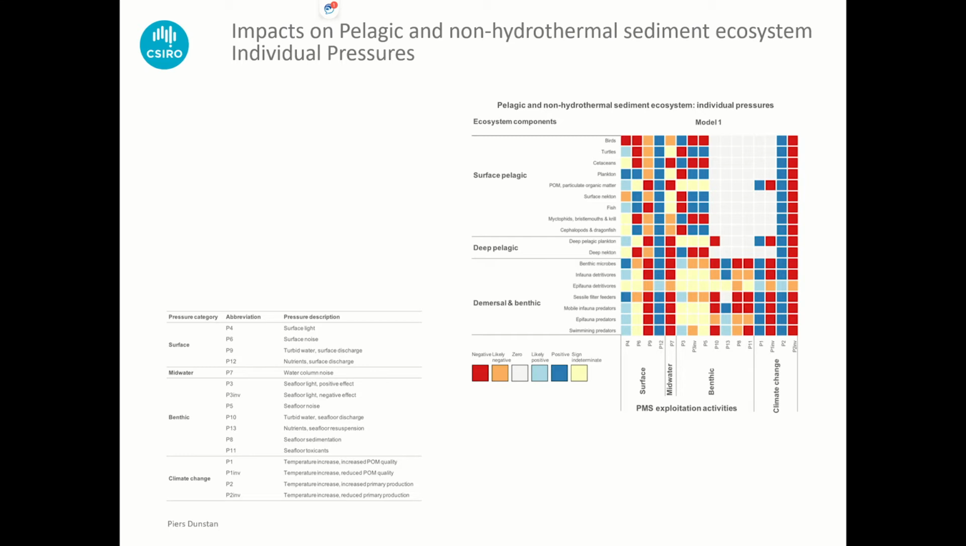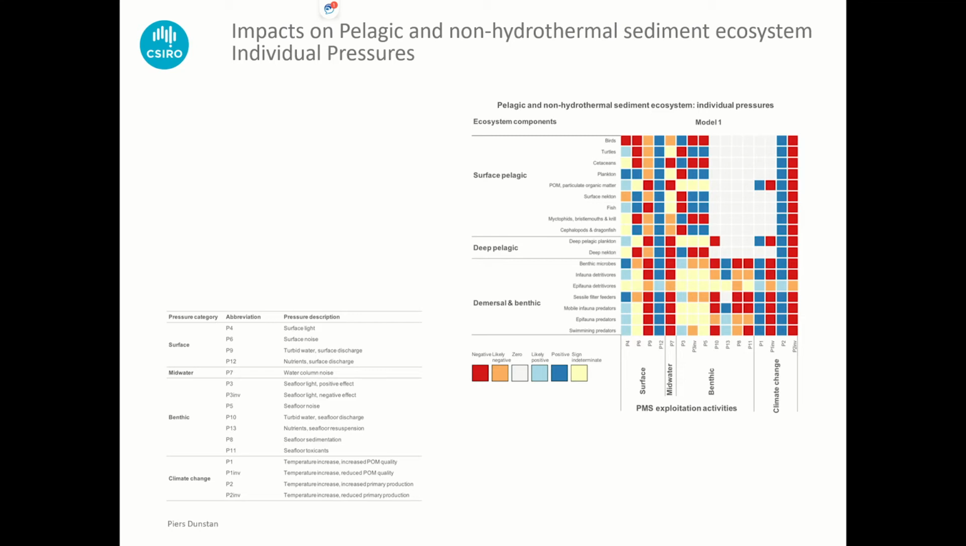And what we can see when we look at each of these is that the pressures break themselves up into a suite of different ways. Certainly from an individual pressure point of view, the one that is almost universally negative is where there is an increase in temperature and a reduction in primary productivity. You can also see that for pressures that exclusively impact the seafloor, things like turbid water, seafloor discharge, nutrients, seafloor resuspension, they affect the deep sea sediment communities, but they have no impact at all on the pelagic communities and the deep pelagic communities.